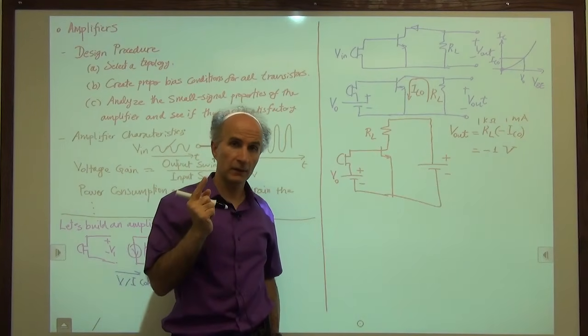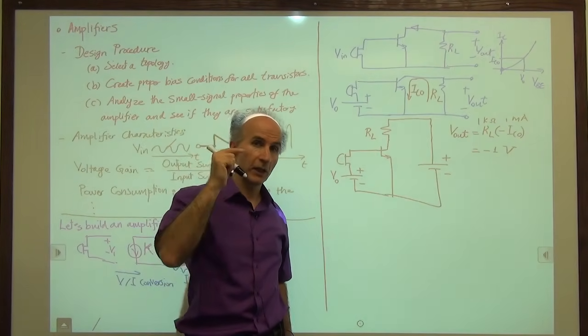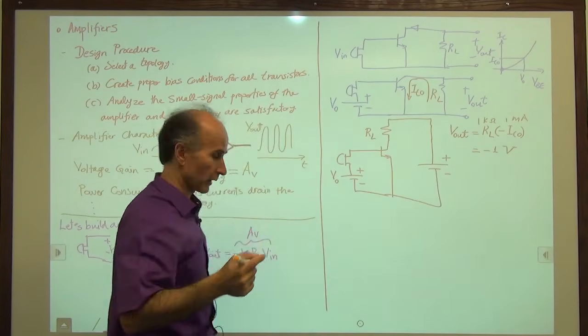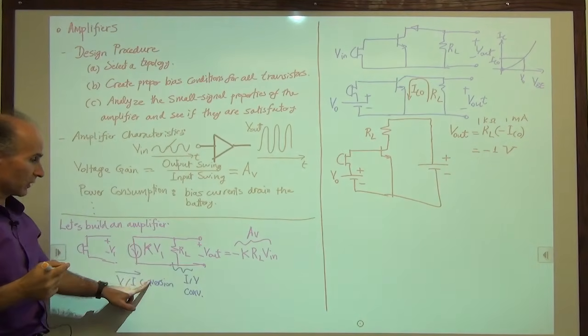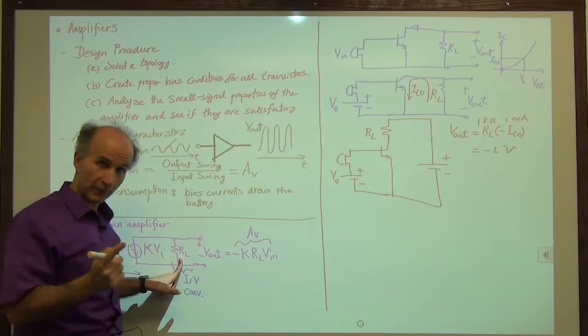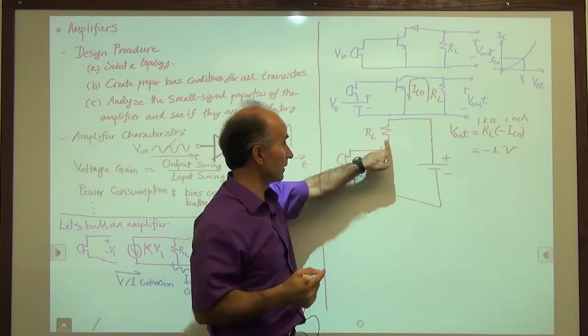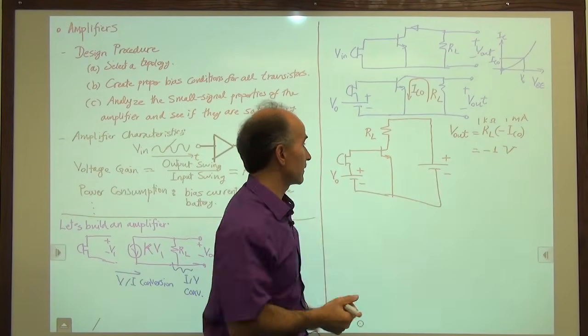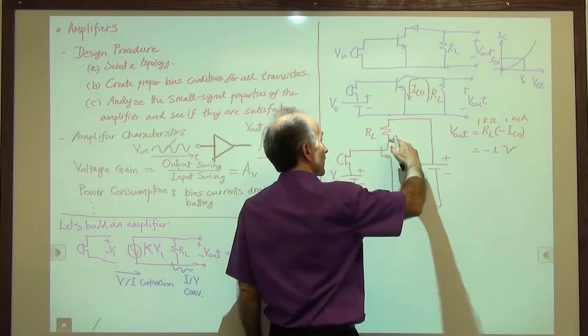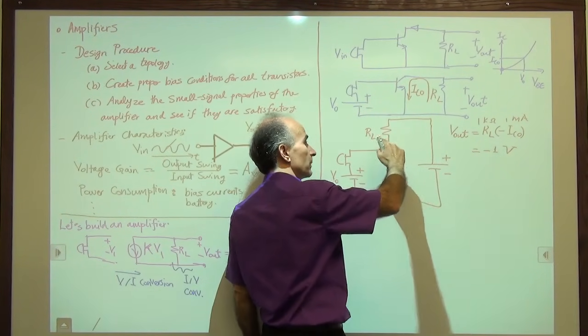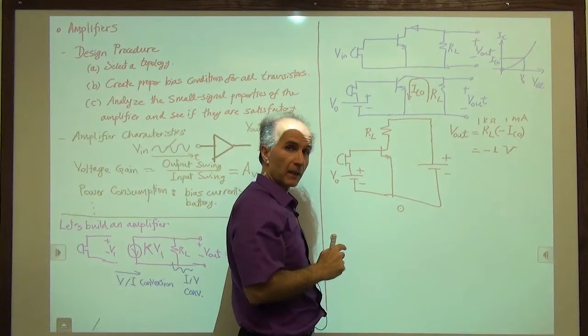Why do I need a resistor? Because I need to perform I to V conversion. We had V to I conversion and then I to V conversion. That's why we have a resistor. So that's the resistor. Why do we have this voltage? This is to make sure that this collector can be more positive than this base.